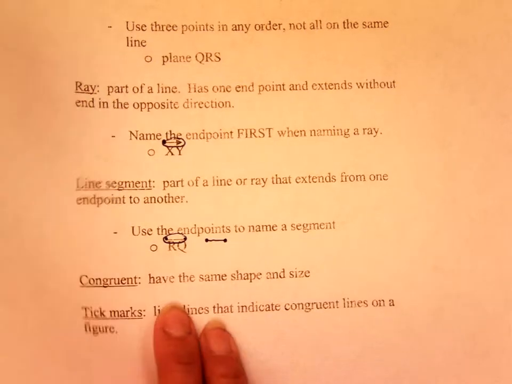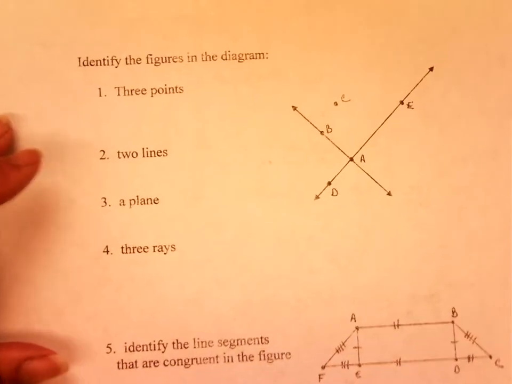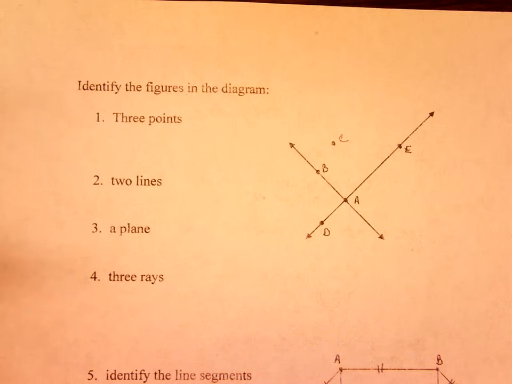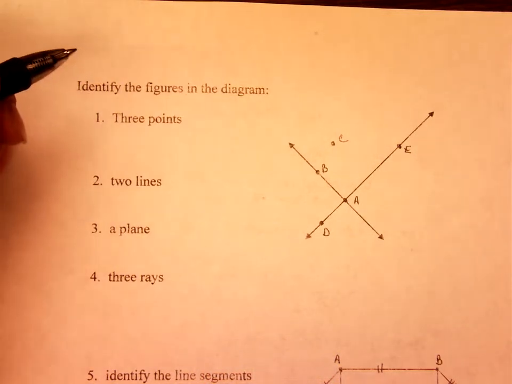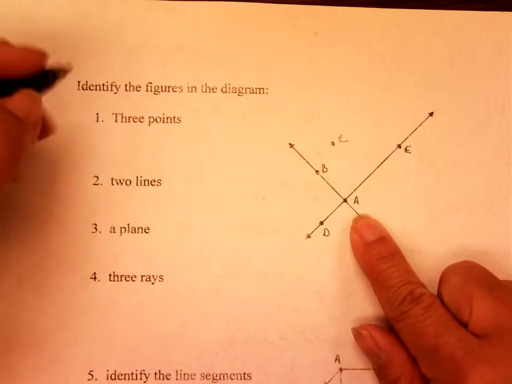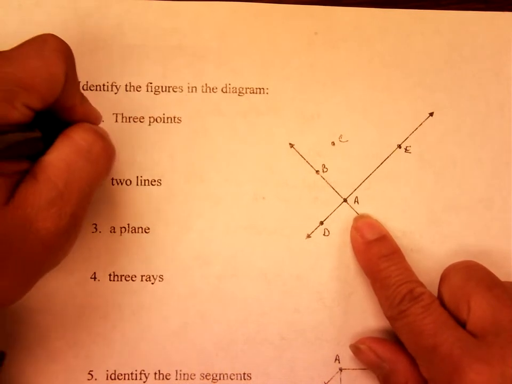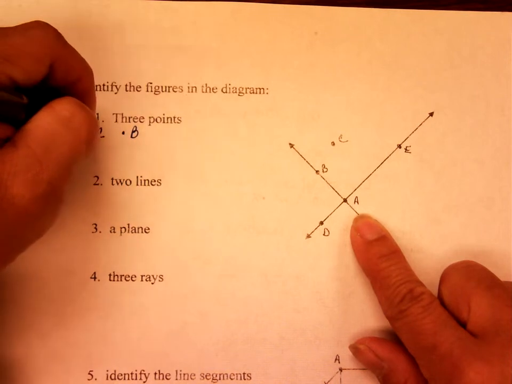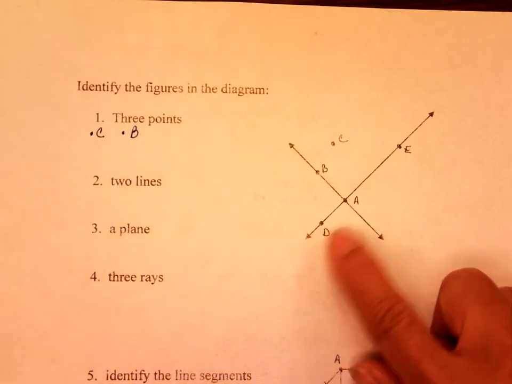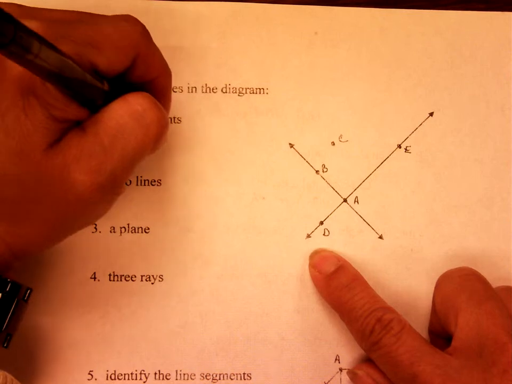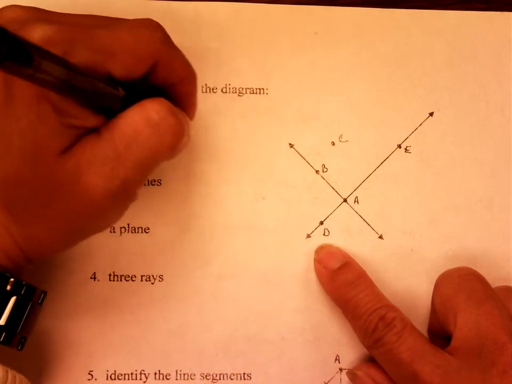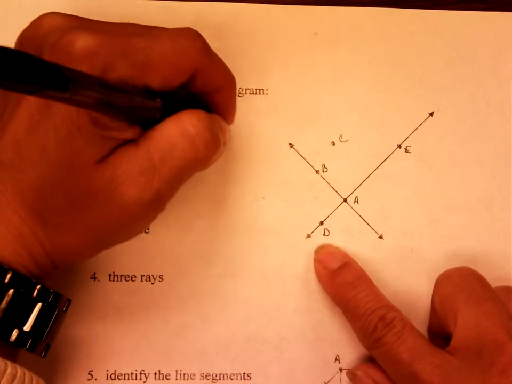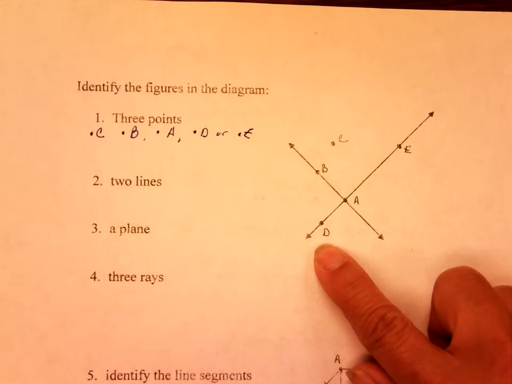So let's look at some examples. Identify the figure in the diagram. Name 3 points. You can name any 3 points on this diagram right here. So you could have had point C, point B. Notice how I have that point there so that you know it's a point. Point A, point D, or point E. Any of those you could have had.